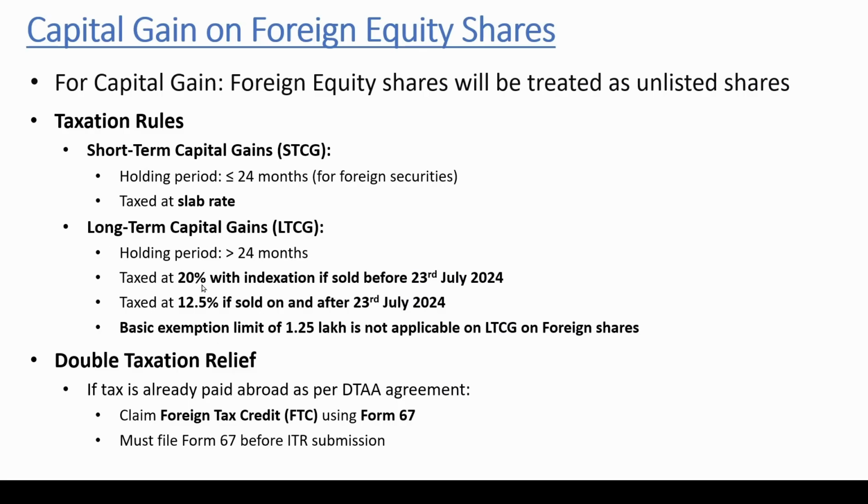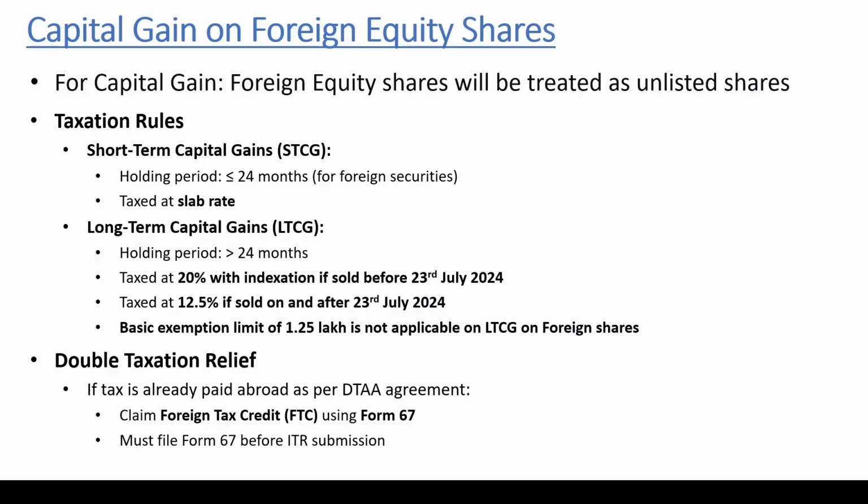and it will be taxed at the rate of 20% with indexation if we sold before 23rd July 2024. But if we sold on or after 23rd July 2024, it will be taxed at the rate of 12.5% and the indexation benefit will not be available. And one more important thing, the basic exemption limit of 1.25 lakh is not available on long-term capital gain on foreign equity shares. And we can also claim foreign tax credit by using Form 67 if we have already paid tax in the foreign country as per the DTAA agreement.